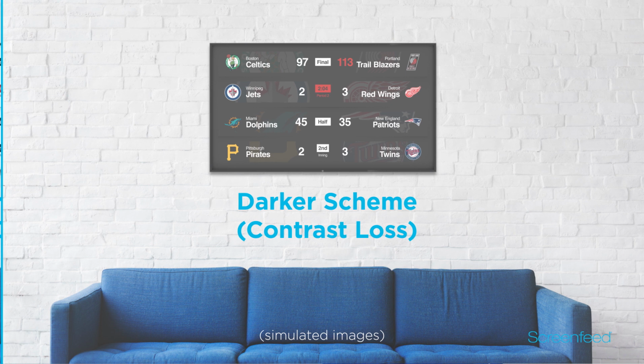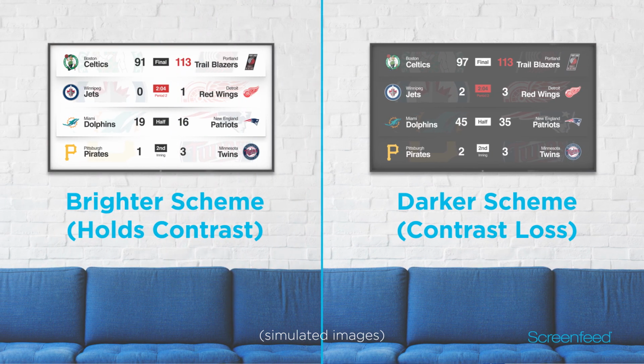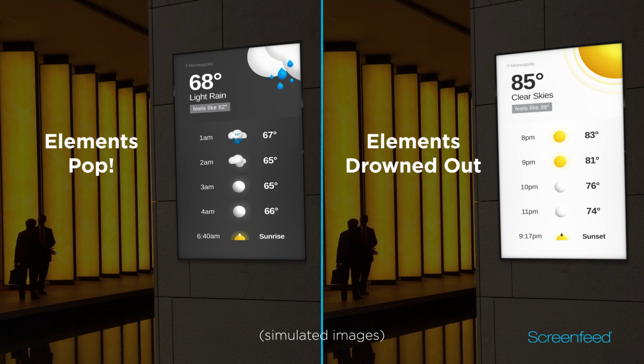If your venue is generally bright, pick content with a brighter design scheme that's going to hold its contrast under brighter conditions. If your venue is generally darker, choose content with a darker design scheme to prevent the brighter elements from drowning out the more subtle ones.